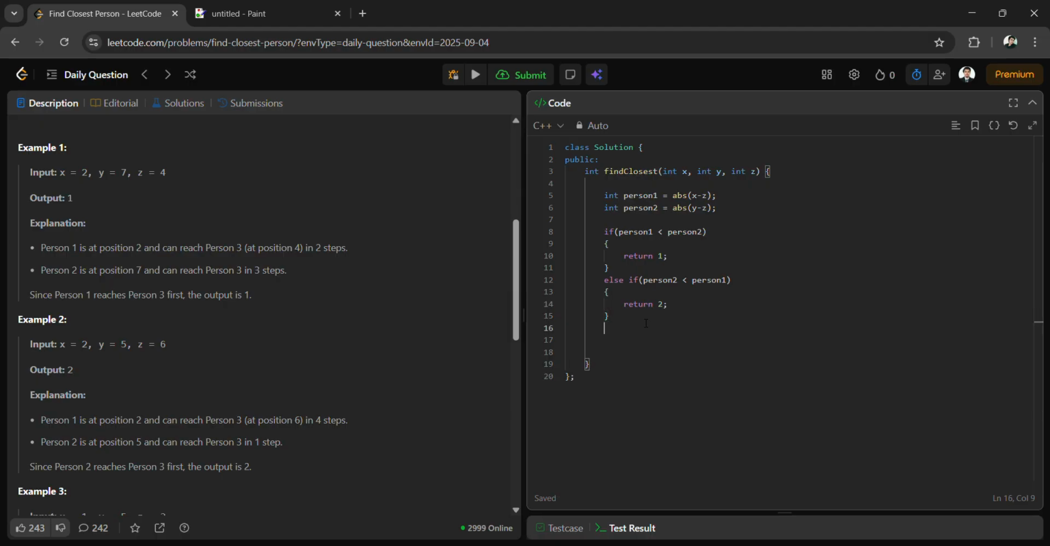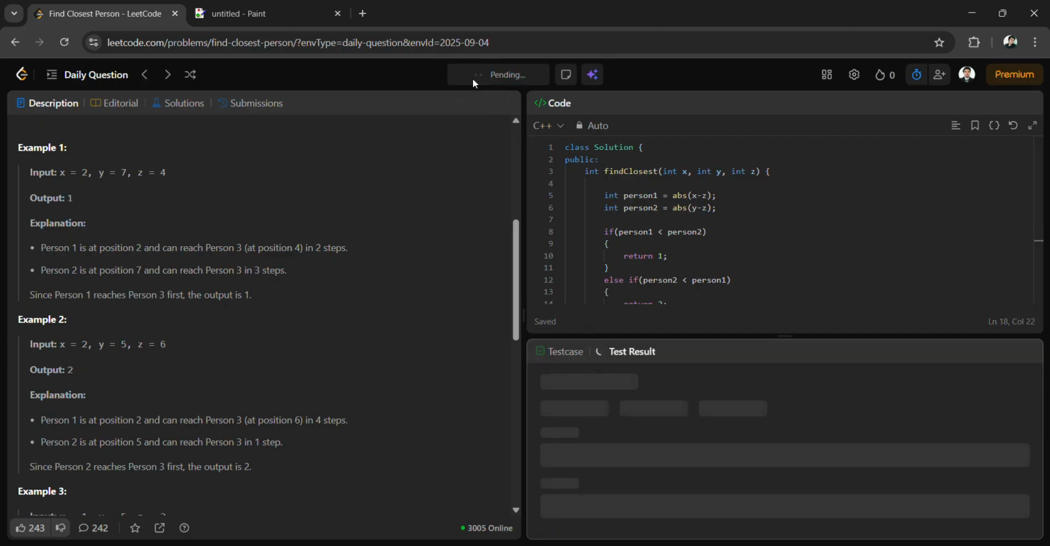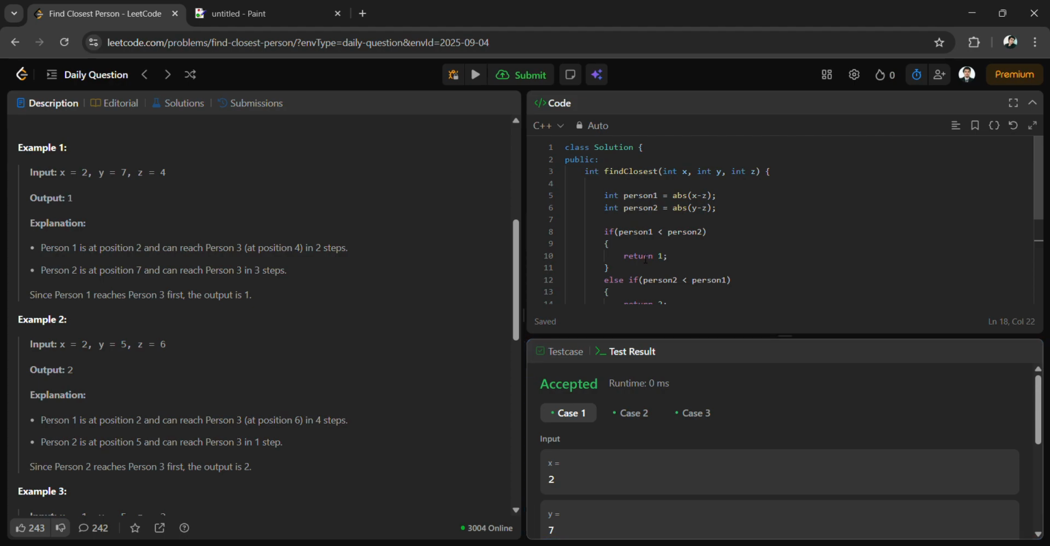And if both reach at the same time, with the same speed, then we simply return 0. Let's try to compile and run. Compilation is completed. Let's try to submit it.